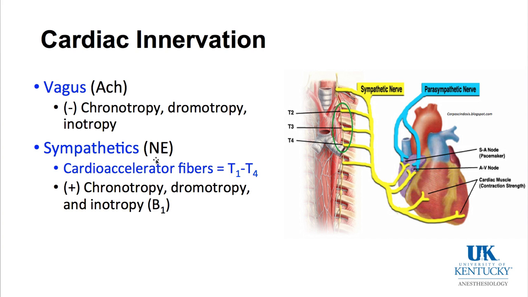While the sympathetic nervous system releases norepinephrine, these cardioaccelerator fibers from T1 through T4, when they release norepinephrine on the heart, cause increased chronotropy, or heart rate, increased dromotropy, or conduction through the node, and increased inotropy via the beta-1 receptor.